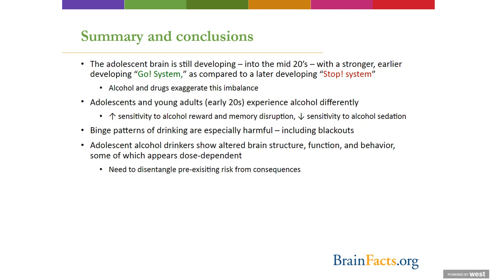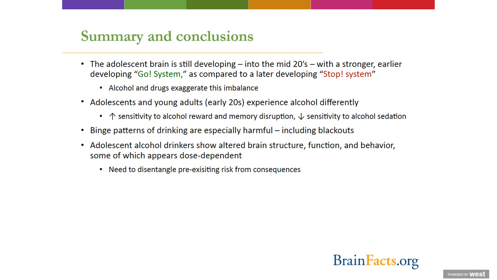We do know that these adolescent drinkers are showing altered brain function and structure and behavior. Again, sort of talking about the types of patterns of behavior that adolescents engage in with drinking. That tends to be those binge patterns, that high level of drinking. And so when we think about these effects being dose dependent, it really does mean that how much they drink matters. So the more they drink, the worse those outcomes are going to be.